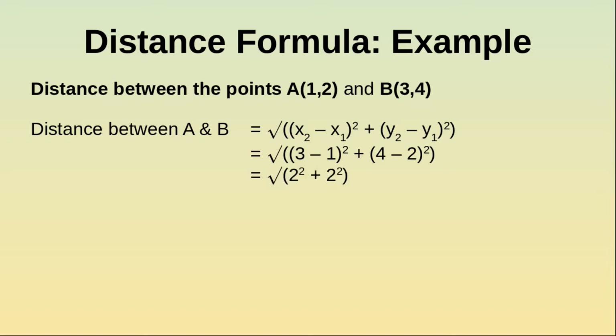On simplifying it, we are getting square root of 2 square plus 2 square. On simplifying it further, we are getting square root of 4 plus 4. On simplifying it further, we are getting square root of 8, which is 2 into square root of 2. So this is the distance between A and B according to distance formula.